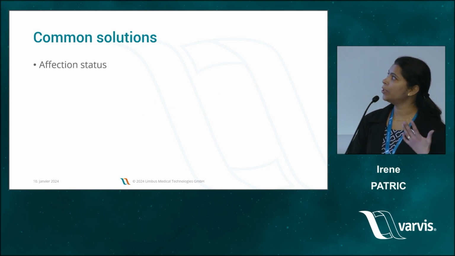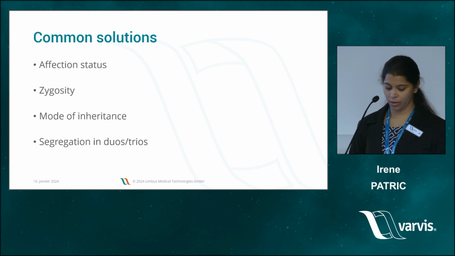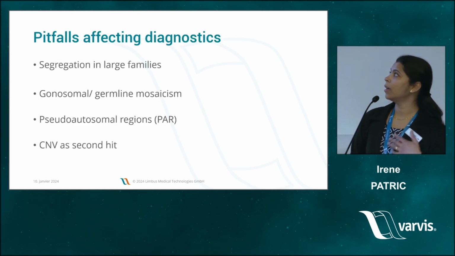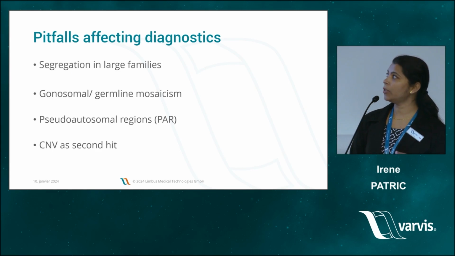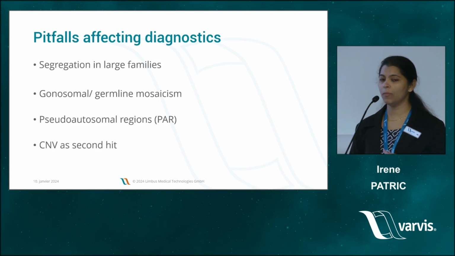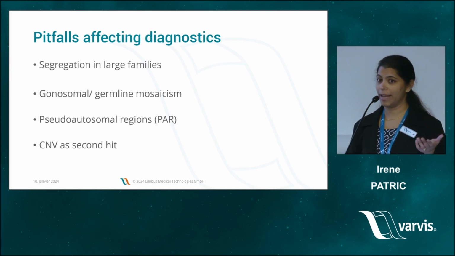Now, some of the common solutions that you would see utilize affection status, zygosity, mode of inheritance, and segregation in duos and trios. But what is missing is segregation in large families, and sometimes you have mosaicism in the parents, which becomes a challenge. And then you have the pseudo-autosomal regions in the sex chromosomes that follow the autosomal inheritance pattern. And then there is CNV, a second hit when it comes to compound heterozygosity.